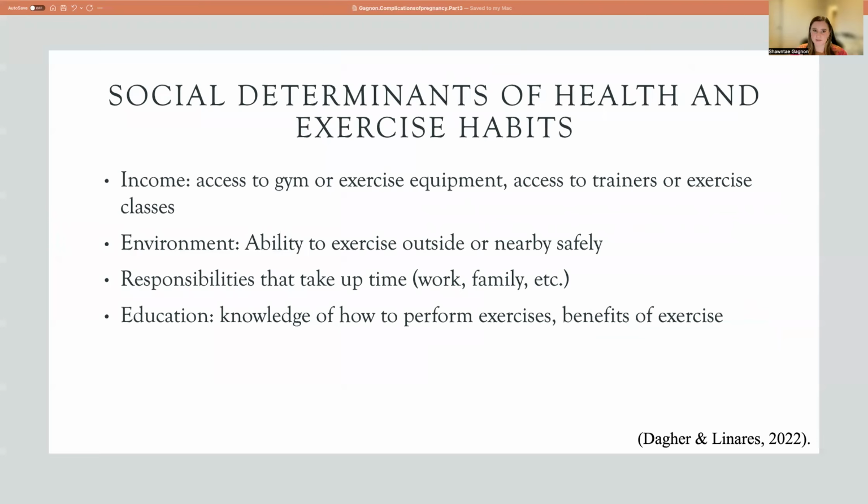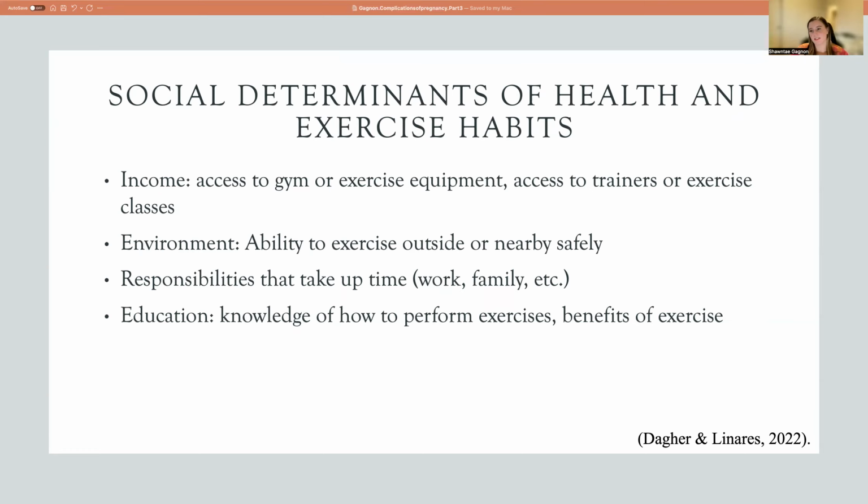So, social determinants of health and exercise habits. Income: do they have access to a gym or exercise equipment? Do they have access to trainers or exercise classes? Their environment, where do they live? Do they have the ability to exercise outside or nearby safely? Do they have room where they live to exercise safely?